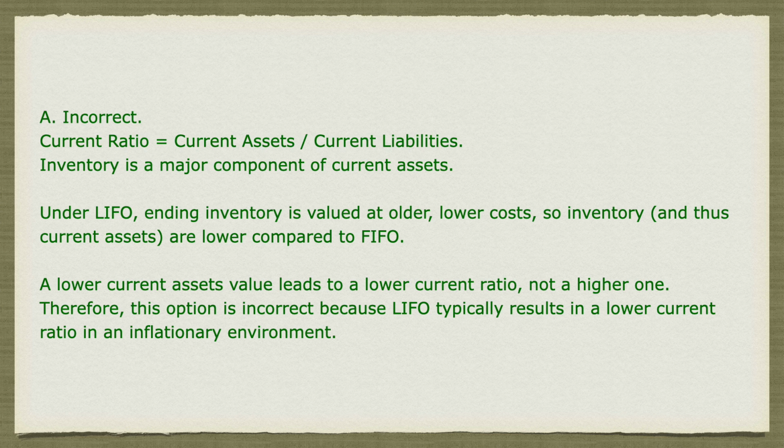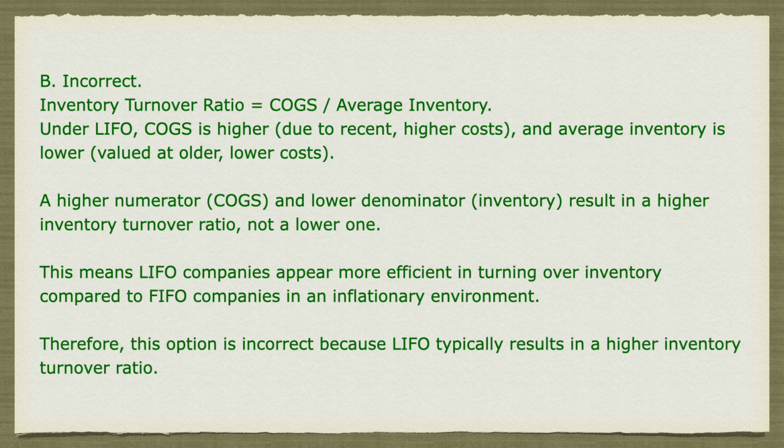A. Incorrect. LIFO results in a lower current ratio than FIFO due to lower inventory valuation. B. Incorrect. LIFO results in a higher inventory turnover ratio than FIFO in an inflationary environment due to higher COGS and lower average inventory.